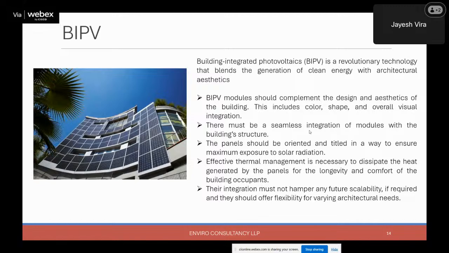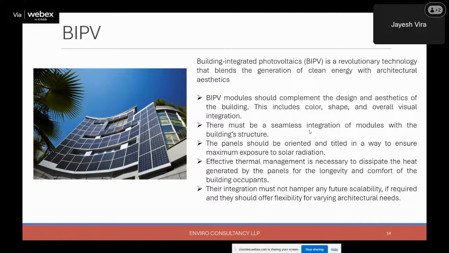BIPV, the most important part of BIPV is that the cells should integrate with the building design shape. Basically, it must be a seamless integration of the modules with the structure. The orientation also we need to understand, where to put the BIPV so that we get maximum power out of it. And of course we have to manage the thermal part, because these cells will heat up and then they will radiate heat inside the structure also.